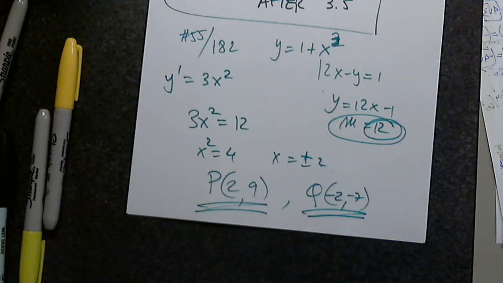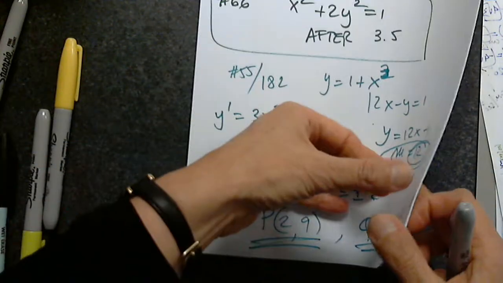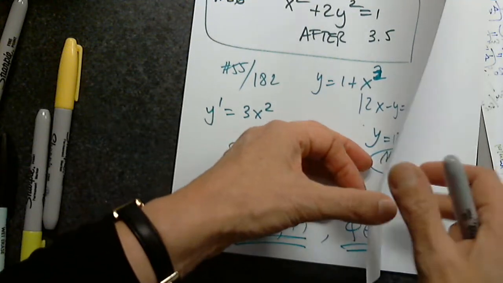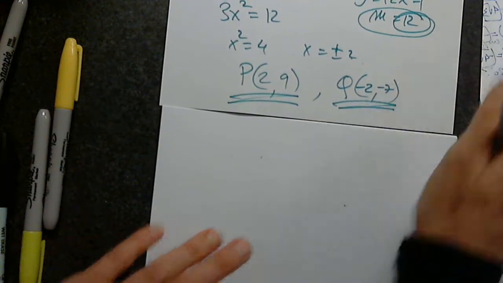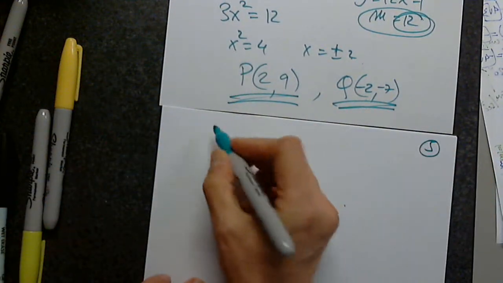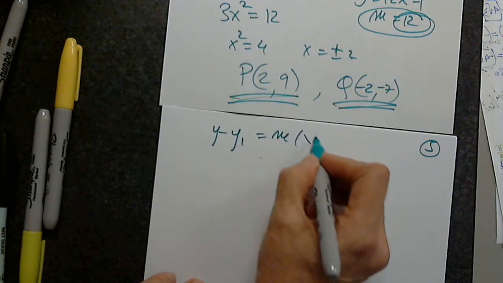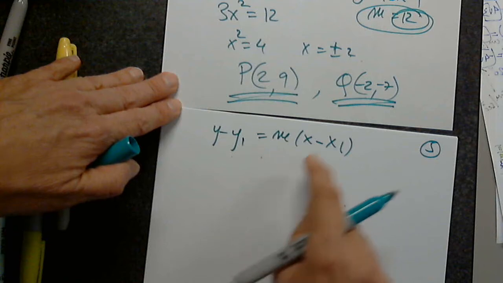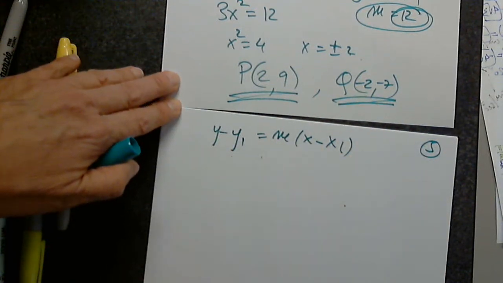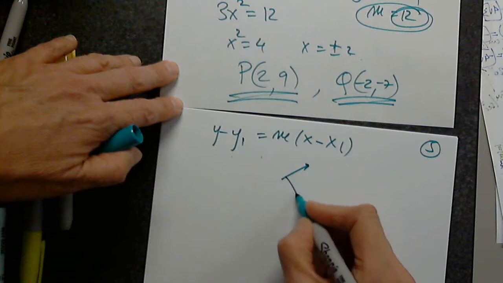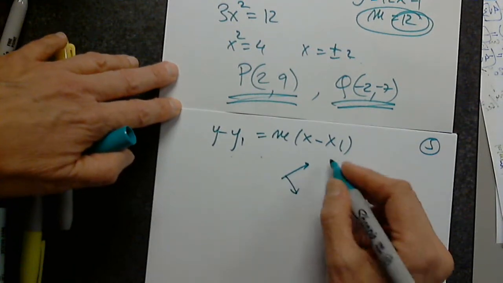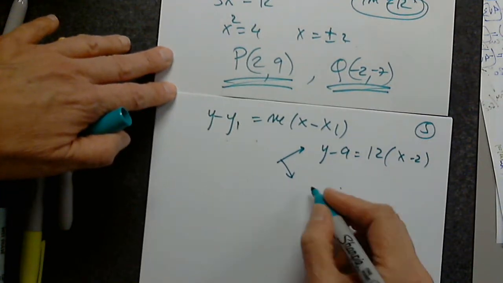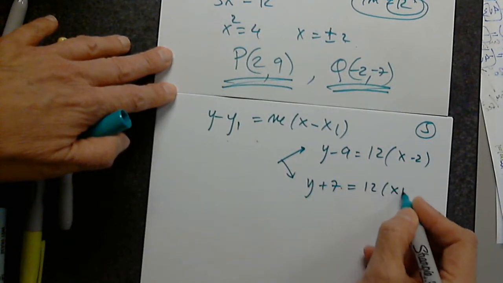Does it make sense? So let me write for everyone to see what I just said. Yes, it's the point slope form. It's just algebra. From this point on, it's not calculus, right? So y minus y1 equals the slope times x minus x1. First, you plug in 2 and 9 with 12. And then you plug in negative 2, negative 7 with 12. And you will find two equations. So y minus 9 equals 12 times x minus 2, you solve for y. And then this is y plus 7 equals 12 times x plus 2, and you solve for y.